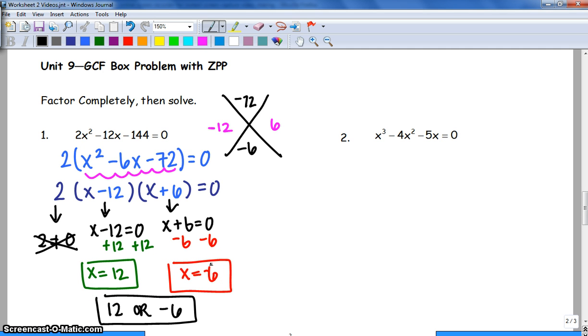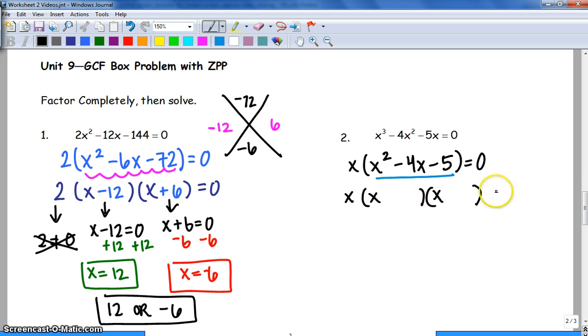Let's try another one. This time our GCF isn't a number, it's actually a variable. All of these have an x in common. So we can pull the x out, and you'll have x squared minus 4x minus 5 equals 0. You may want to redistribute to make sure that you do end up with what you started with. Now, this is what you're going to do your box problem with. Bring down that x, set up your factoring, don't forget your equals 0.